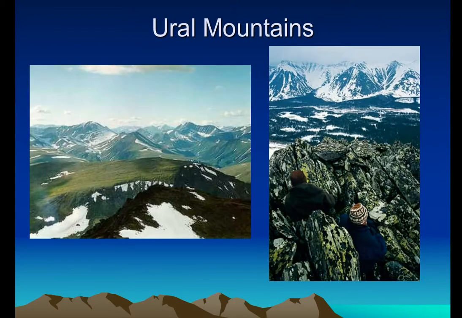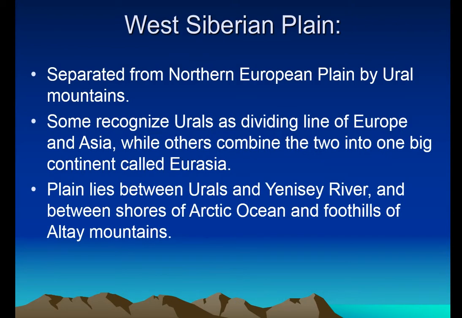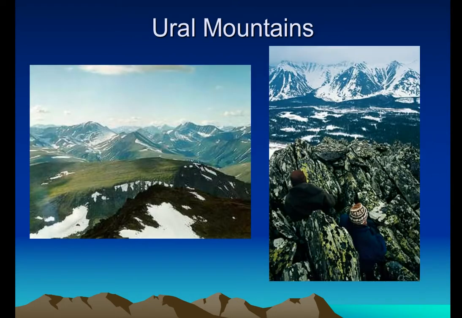West Siberian Plain is separated from the North European Plain by the Ural Mountains, which is the dividing line between Europe and Asia. Those that recognize it do, and some don't, and just say it's one large continent called Eurasia if you combine Europe and Asia together. The plain lies between the Urals and the Yenisei River, between the shores of the Arctic Ocean and the foothills of the Altai Mountains. And here's a picture of the Ural Mountains.